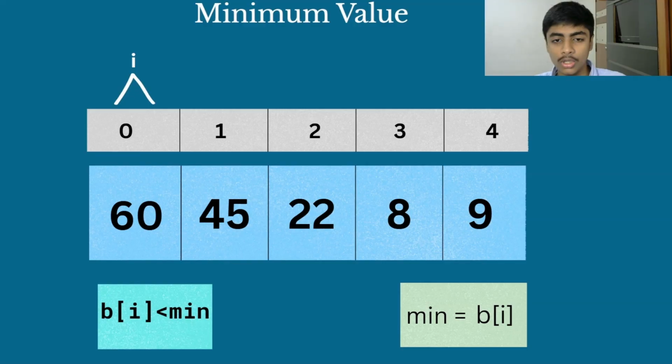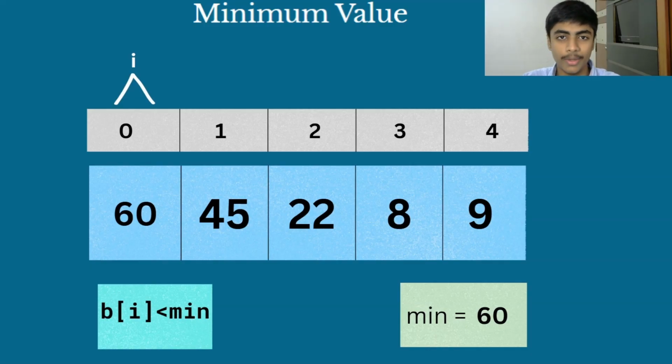So what we're going to do is assume that our first value is our minimum value. We're just going to set minimum to 60, which is just the first element of my array. Now, this might not be the lowest value in my array, but we're assuming it is so that we can compare the other values with this minimum value. Now, let's just start iterating our array.